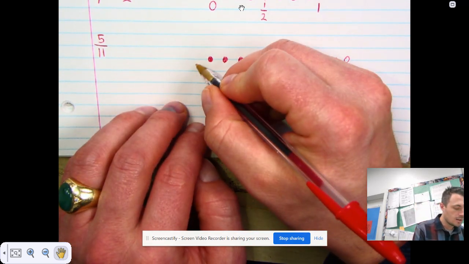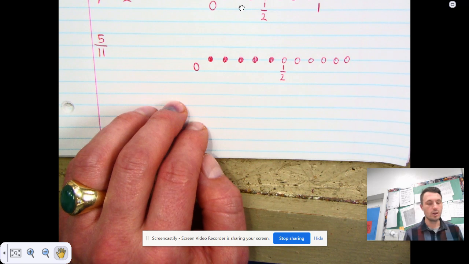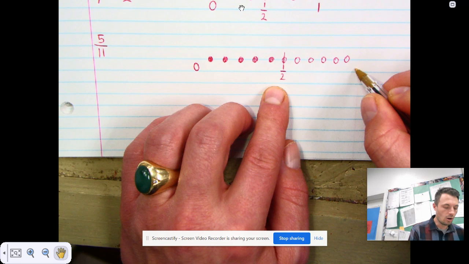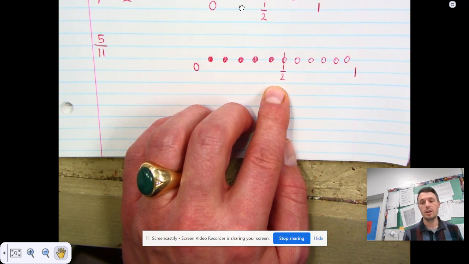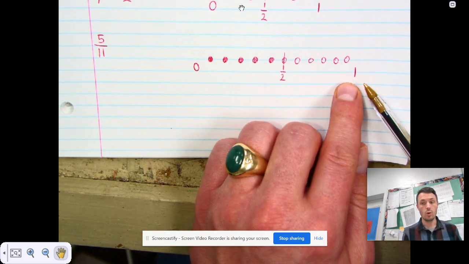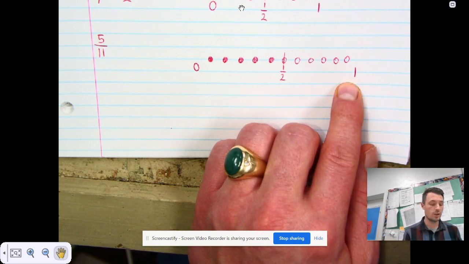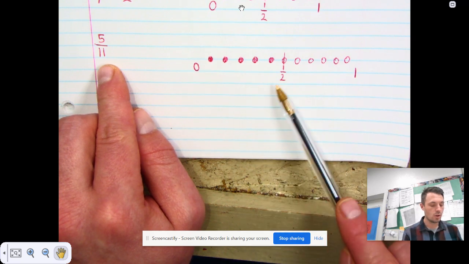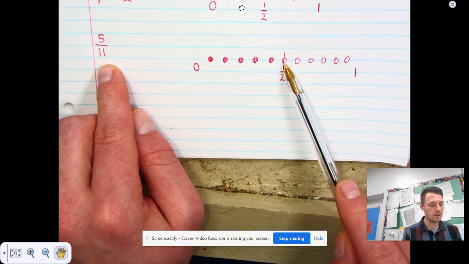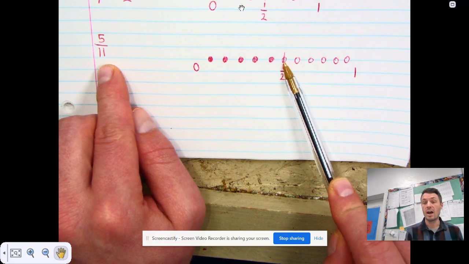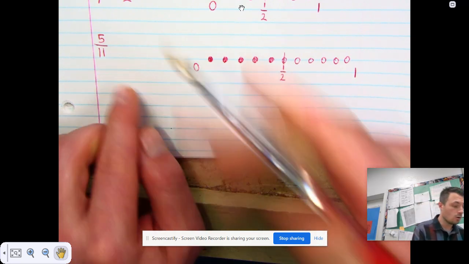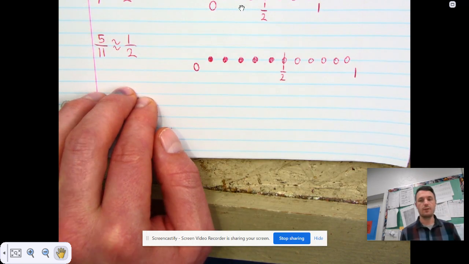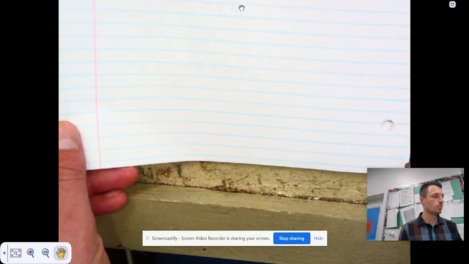So that's halfway. 0 marbles being colored in over here. Half the marbles being colored in would be going right through this marble, and all of the marbles being colored in, or the whole amount, 1 whole of the marbles being colored in, would be over here. So is 5/11 closer to 0, closer to 1/2, or closer to 1? We can see it's only half a marble away from being 1/2 of the total amount of marbles. So 5/11 is about the same as 1/2. I'm going to turn my paper over now and do a few more examples with you.